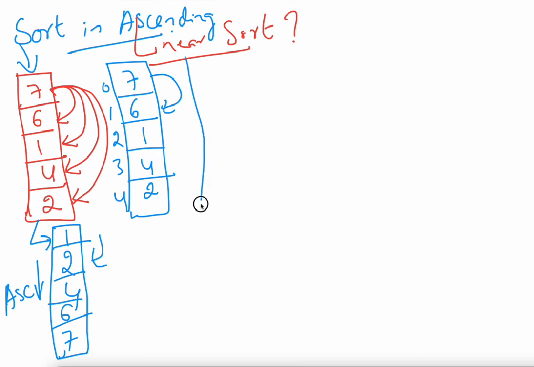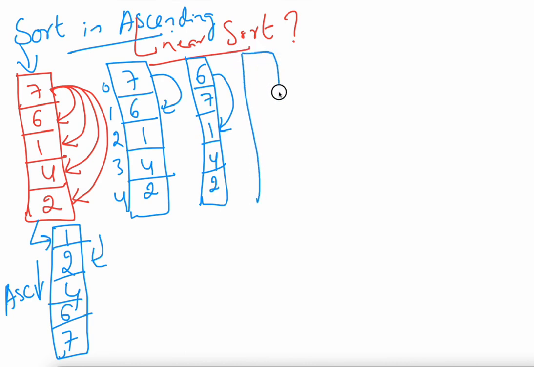So the result will look like this: 6 will come here, 7 will come here, and 1, 4, 2. Now after swapping, again we need to compare this item with this item. Now 6 is not less than 1, so again we will swap. Now 1 will go here, 6 will come here. So this is the result of that.